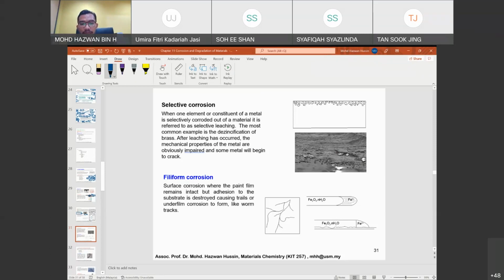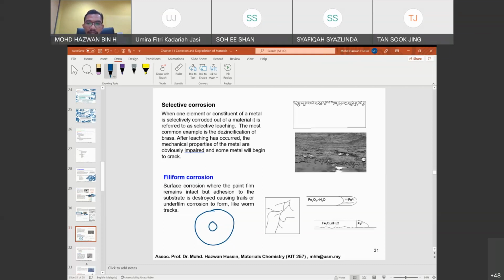And finally, we have filiform corrosion. Filiform corrosion is another type of localized corrosion where the surface of the paint film remains intact, but the adhesion to the substrate is destroyed, causing a trail of underfilm corrosion to form, like worm tracks. You can see this a lot in CDs. CDs are made from an aluminium substrate, and it is coated with plastic. It is sealed in plastic.